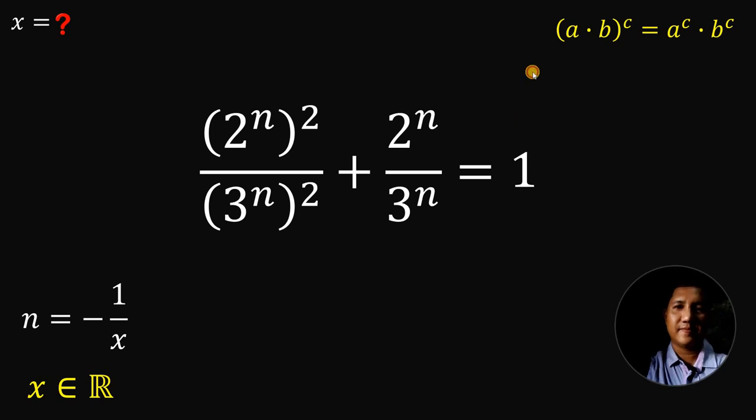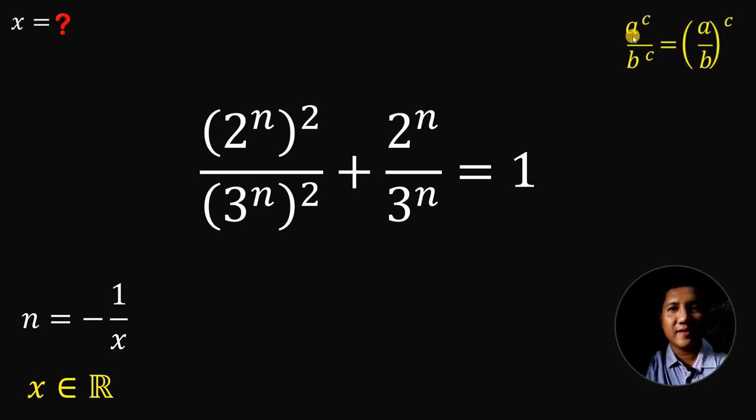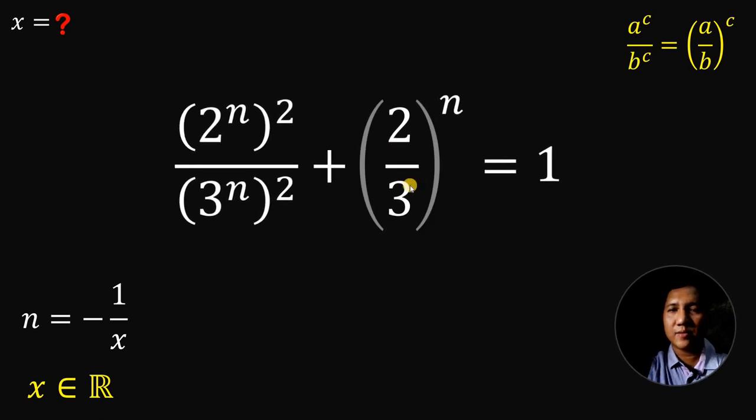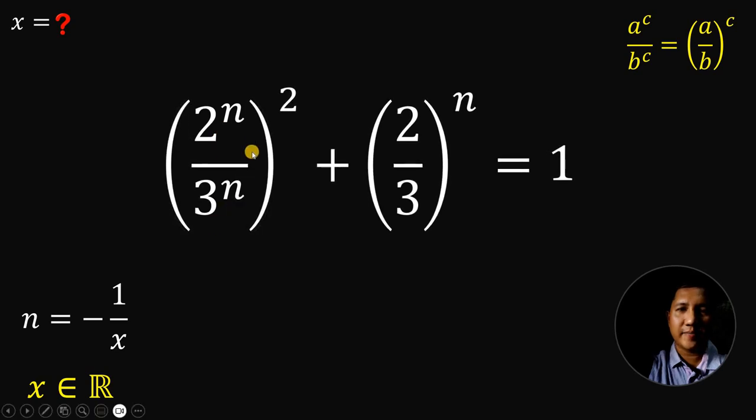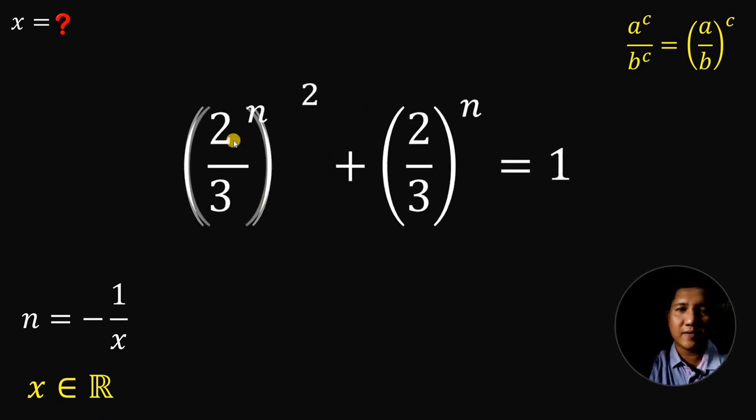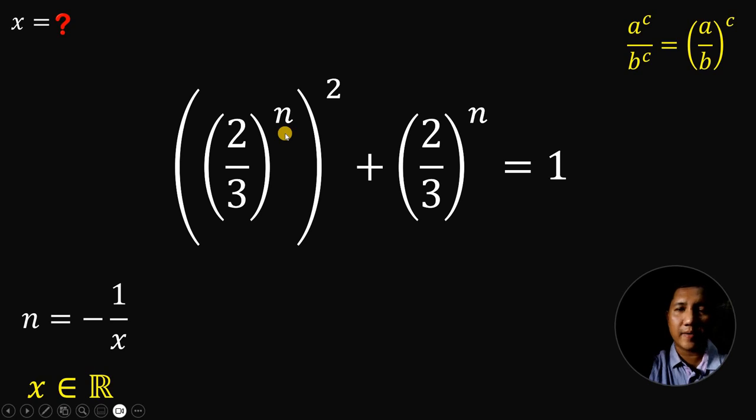Now, let's use some laws of exponents again. If we have a raised to c over b raised to c, it is equivalent to a over b raised to the power of c. So, 2 raised to n over 3 raised to n can be written as 2 over 3 raised to the power of n. Now, on this expression, we can do the same thing. So, this can be written as 2 raised to n over 3 raised to n raised to the power of 2. Also, 2 raised to n over 3 raised to n, using this identity again, we can rewrite as 2 over 3 raised to the power of n, and again, raised to the power of 2.